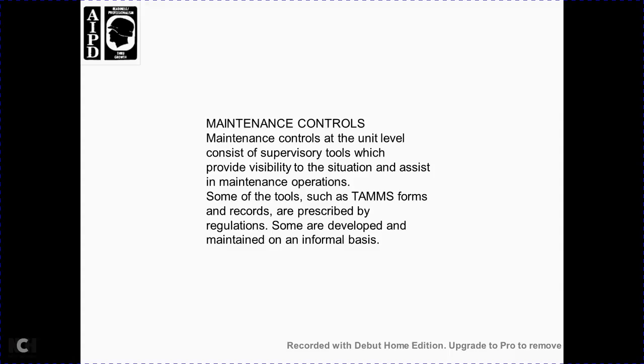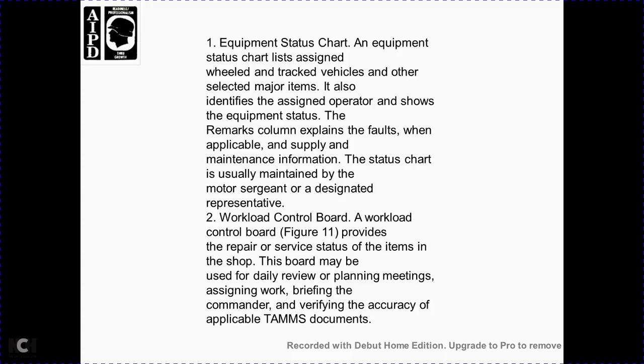Maintenance controls at a unit level consist of tools for the supervisor to provide visibility into the situation of the maintenance operation. Some of the tools are the TAMS forms and records prescribed by the regulations. Some are developed and maintained on an informal basis.